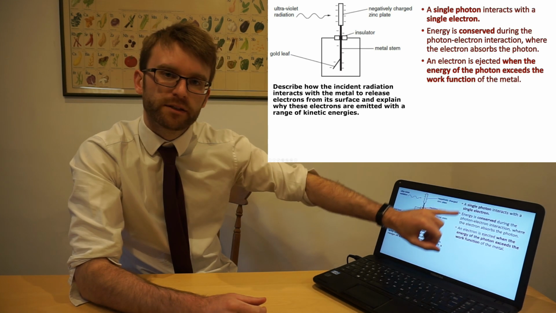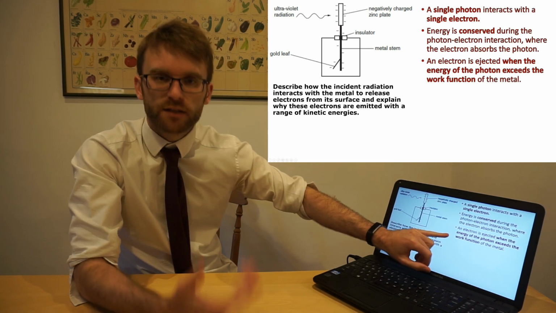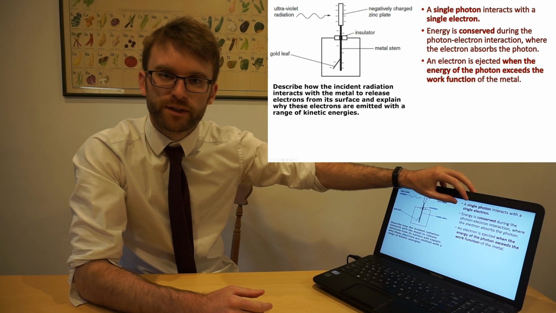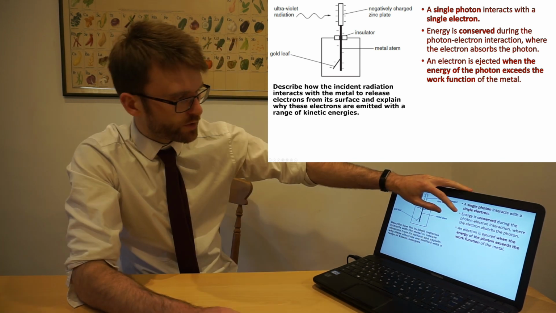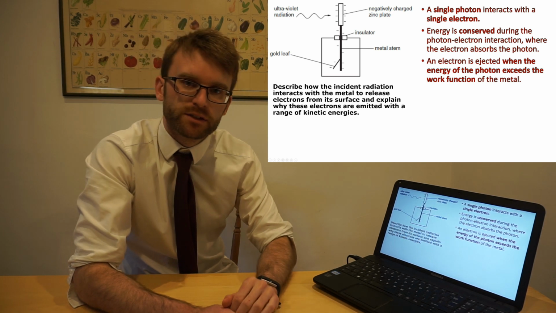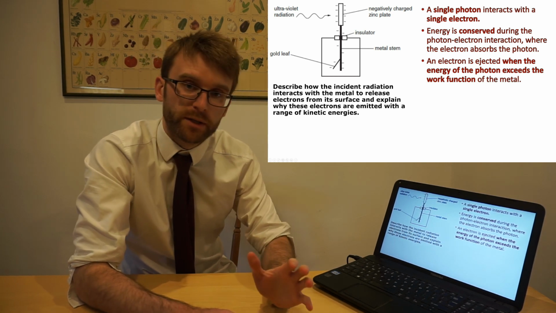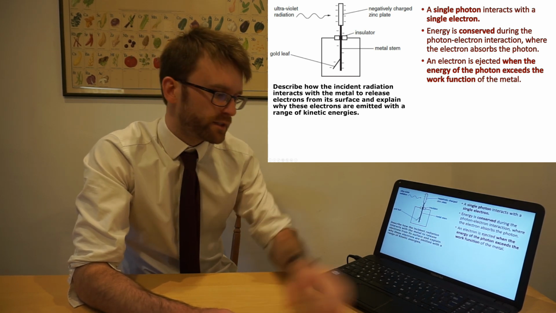We start off explaining the photoelectric effect as ever. Oh, look what it starts with again. A single photon interacts with a single electron. Energy is conserved, electrons released when the energy is greater than the work function. Now for the bit about why the range of kinetic energies.